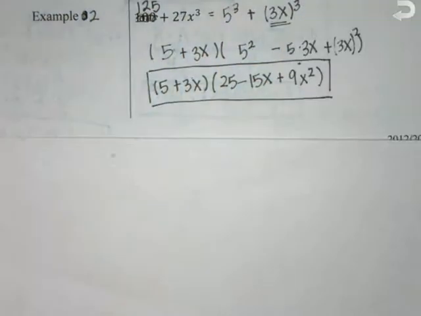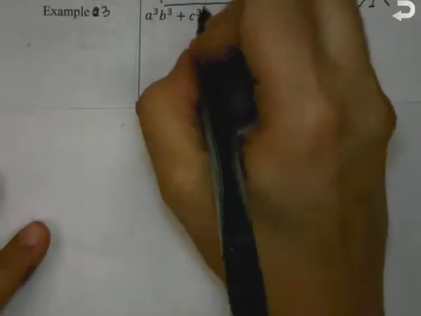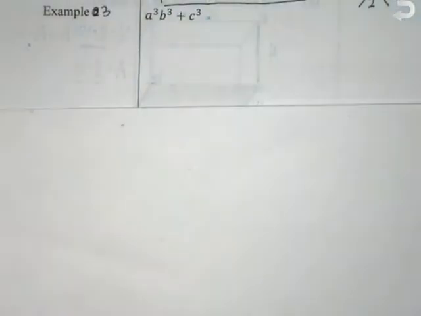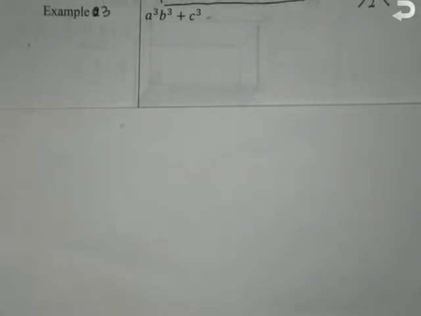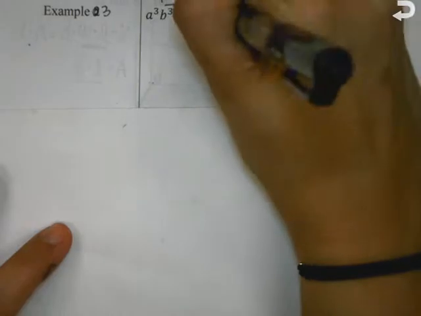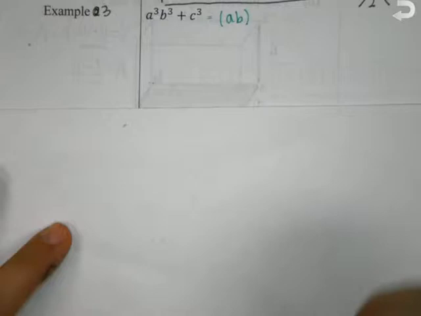So example 3, we have a to the third, b to the third, plus c to the third. Alright, so we want to break these down first, so that we have single bases. So how could I rewrite a to the third, b to the third, so that we have just one base there? A, B, all to the third. Excellent. A, B together, all of that to the third power. And then c to the third is already done for us.